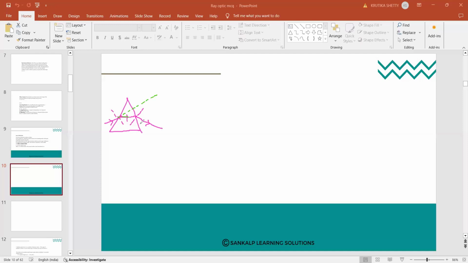When I extend this incident ray and look at the emergent ray, the ray coming out is called the emergent ray. The angle formed between this extended incident ray and the emergent ray is called the angle of deviation, denoted by D. So this is called what? Angle of deviation.